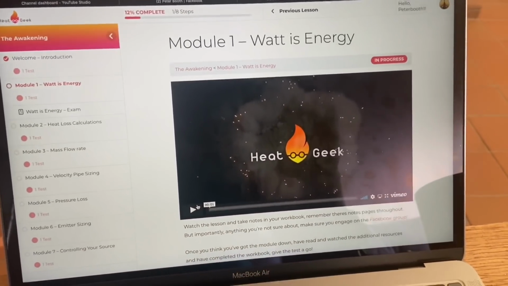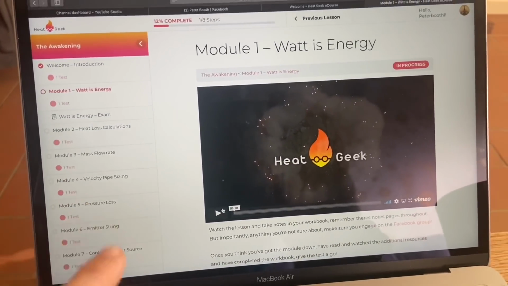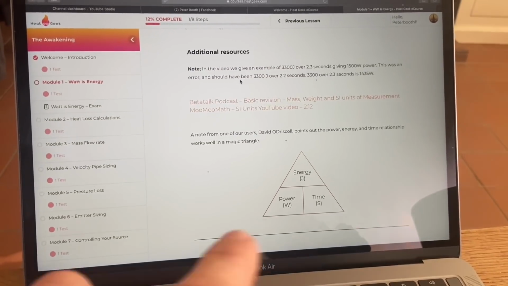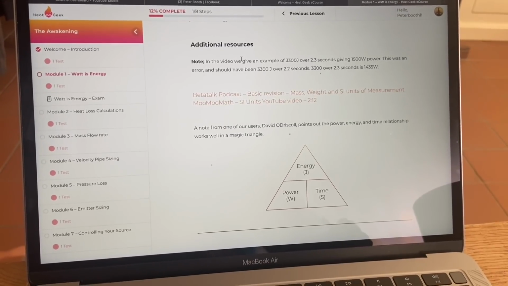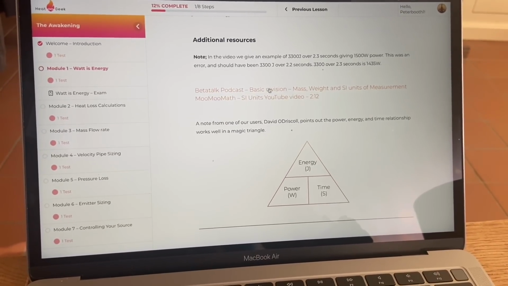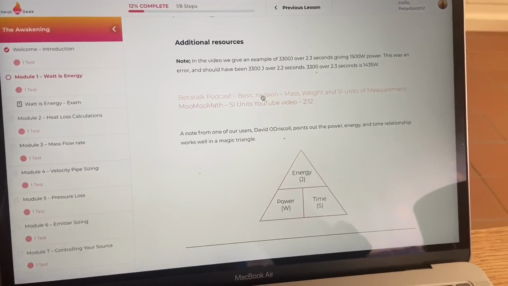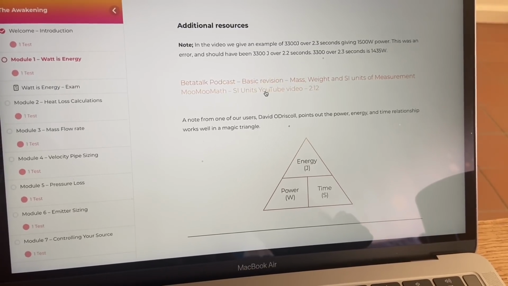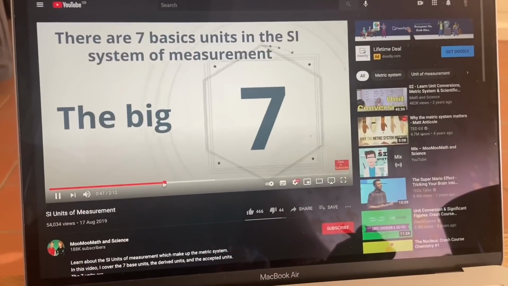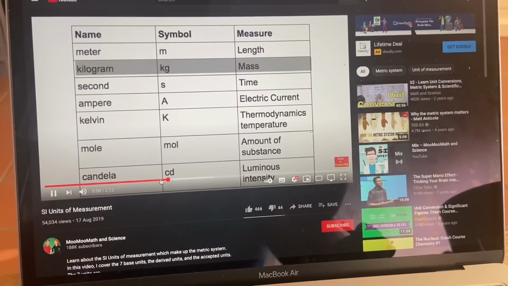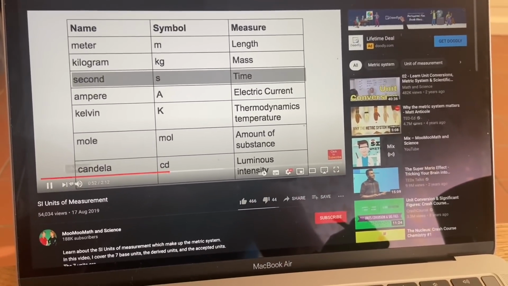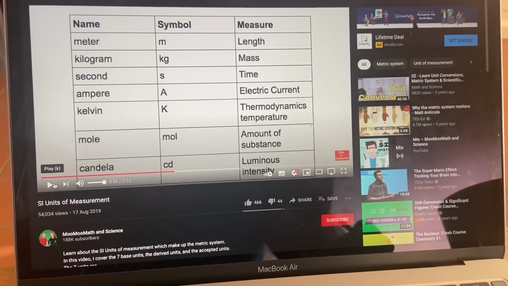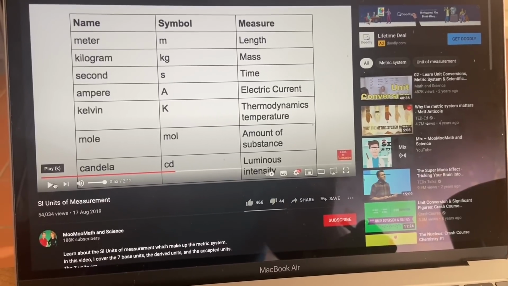I think it's great. So I'm going to go through this. There's 2 parts of the course. This is the awakening, and then there's mastery after that. One of the other things I liked about it is after I watched the video, it gave me some additional resources, so you can go a bit further if it's interested you or you want to learn a bit more. That one was a podcast, which was good. And then this YouTube video, which explained the system of units. Meter for length, kilogram for mass. It reminded me of a science lesson at school, and I've not done anything like this training wise since I was at school, so I think I'm going to really enjoy it.